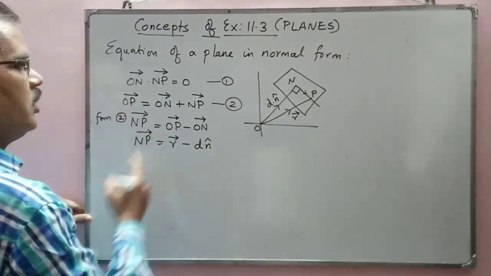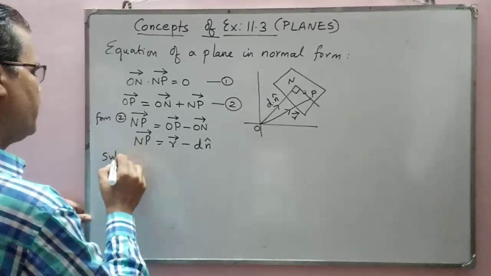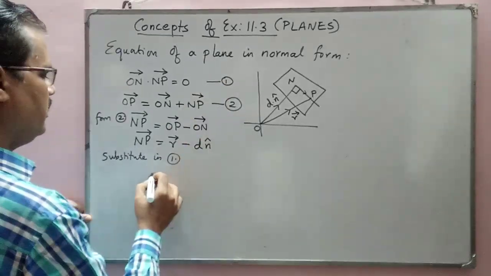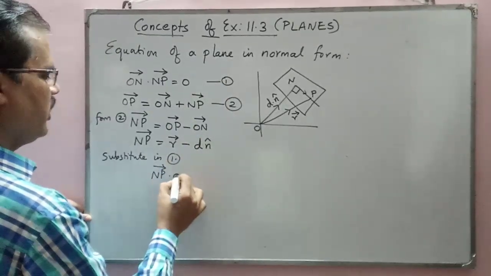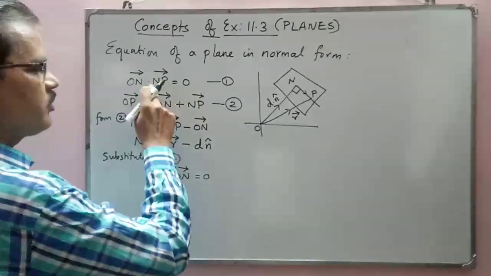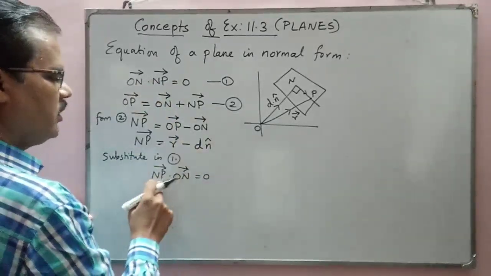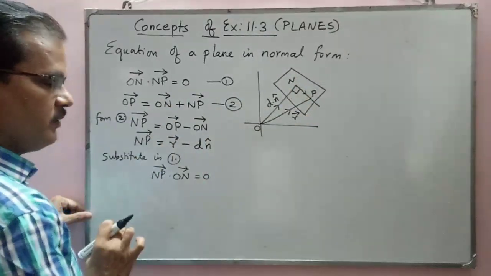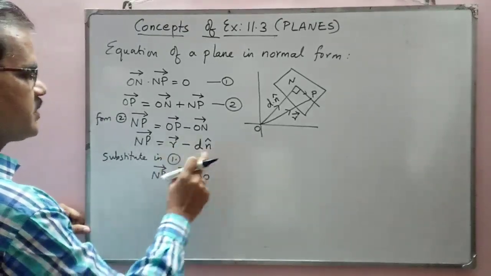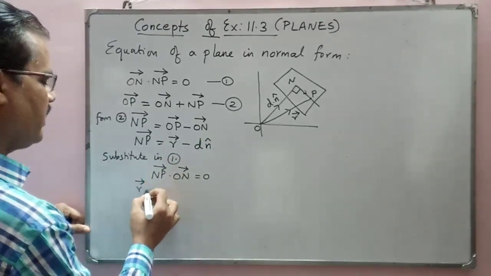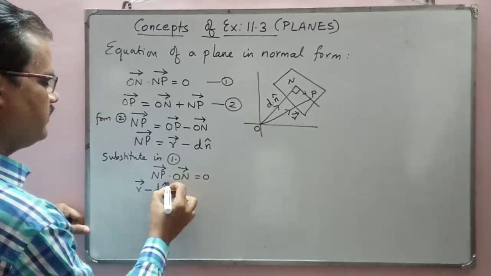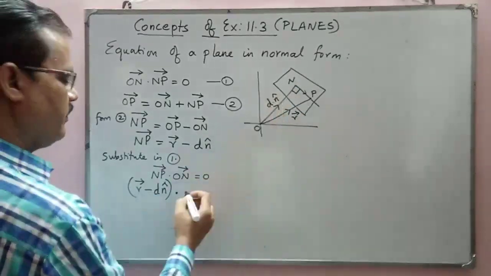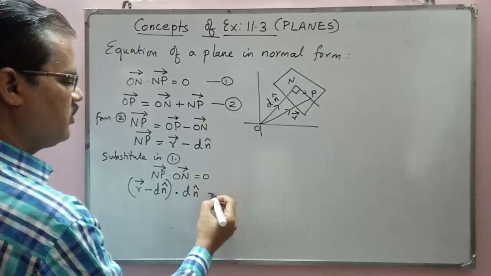Now from equation 1, I am going to substitute in 1. I am writing equation 1 as NP vector dot ON vector equals 0. Scalar product is commutative: NP vector dot ON or ON dot NP vector equals 0, both are the same. This means NP vector is perpendicular to ON vector. Okay. Now let us substitute this value. NP vector is R vector minus d times n cap, dot ON vector. We know ON vector is d n cap. So again d n cap equals 0.